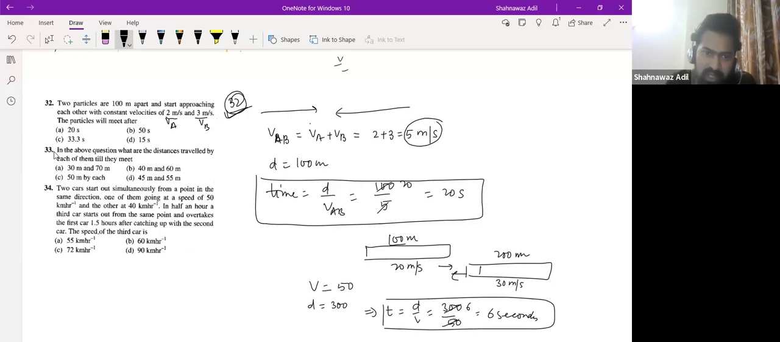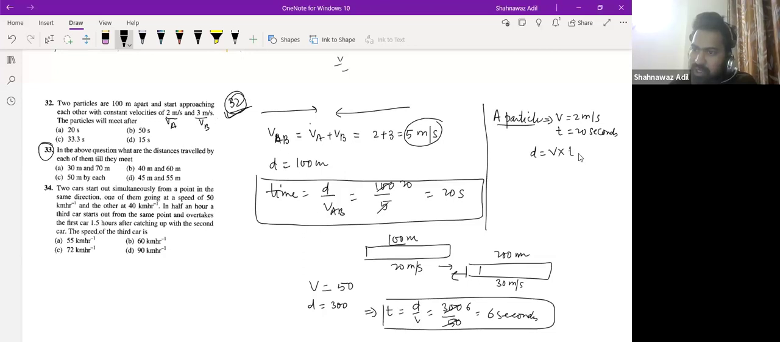Yeah. So can you tell me, in the above question, what is the distance traveled by the A particle? What is the distance traveled by A particle? Can you tell me? Velocity is 2 meters per second. Time is 20 seconds. So what would be the distance? That would be V into T. So 2 into 20, that would be 40.